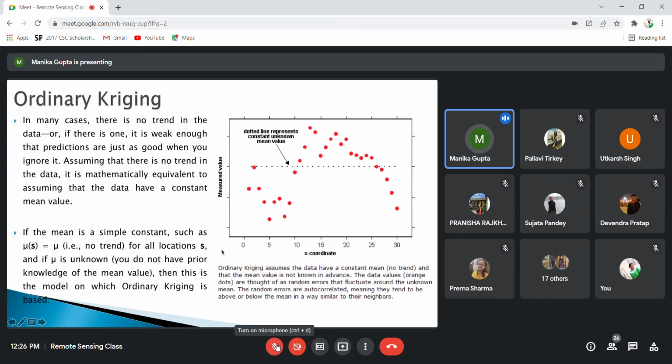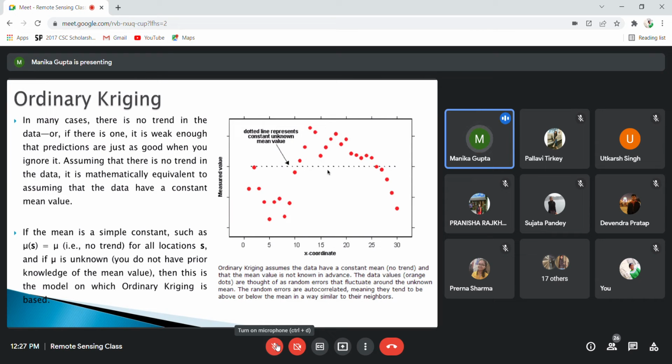You don't have any relation between what is on the x-axis and the measured values. So wherever we put it, you will get a certain value and you don't know what the trend is here. And that is what we employ in ordinary kriging. When we are doing this, we just assume one thing: that it will have a constant unknown mean value. That mean value has to be there and it is going to be constant.